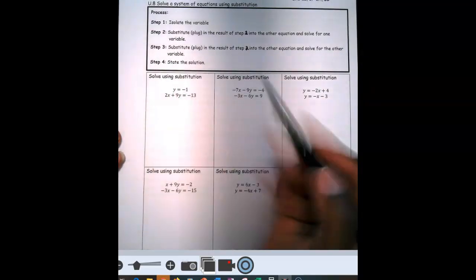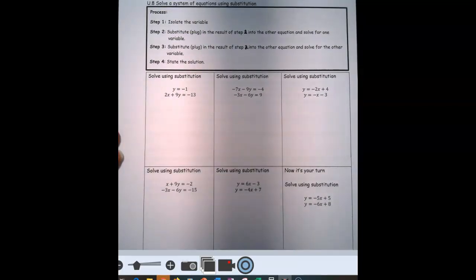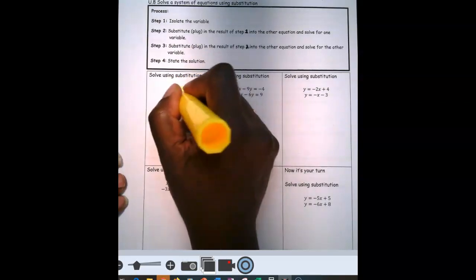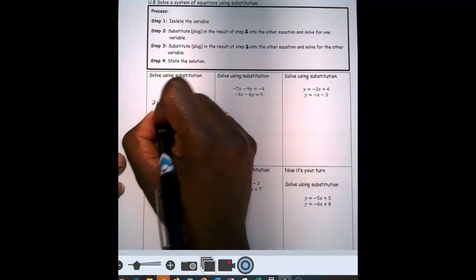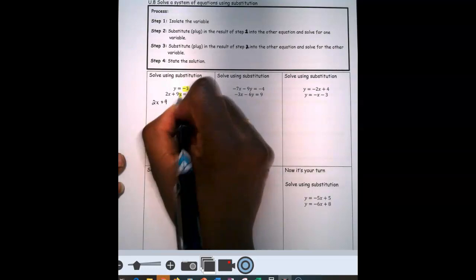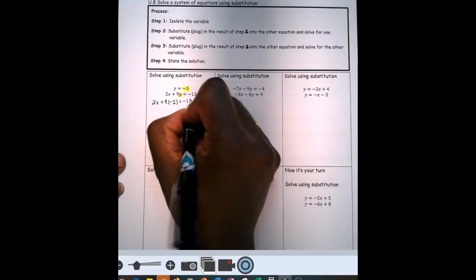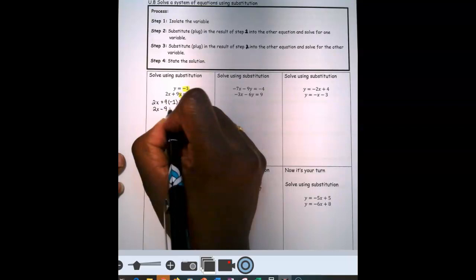Solve using substitution. y is equal to -1. Yay, we don't have to do anything. y is already alone. So we're going to take -1 and put it right here in place of y, because we know that y is -1. So we've got 2x plus 9 times -1 is equal to -13. We know the parentheses mean multiplication. So we've got 2x, well, 9 times -1 is -9, equals -13.